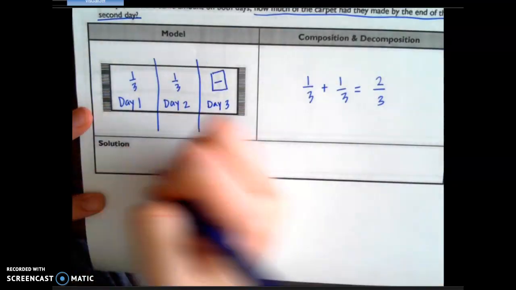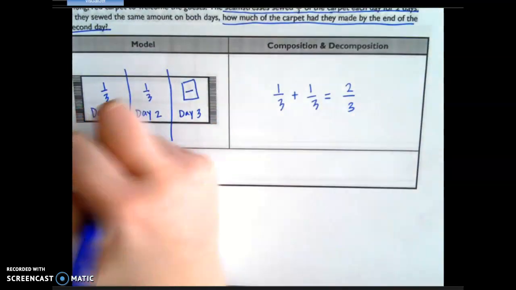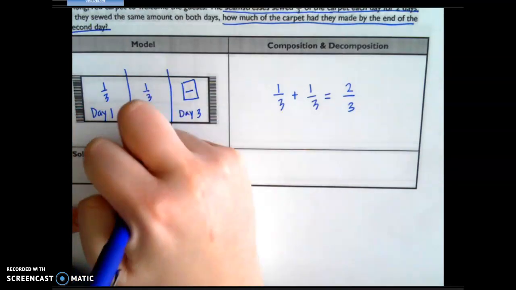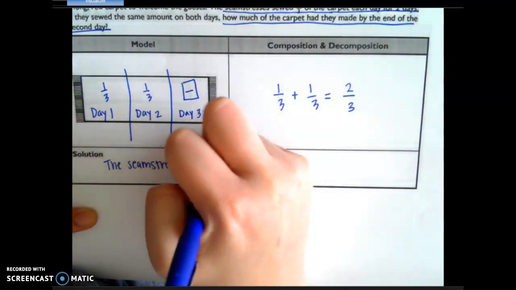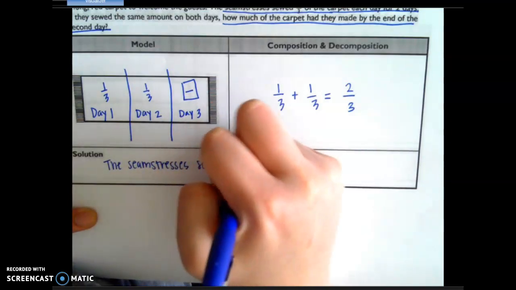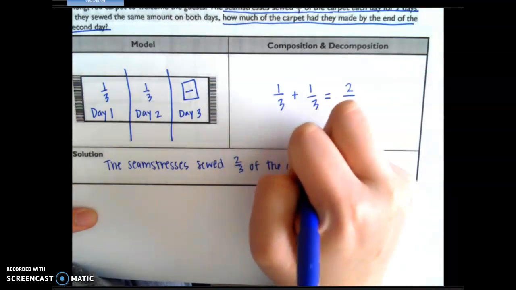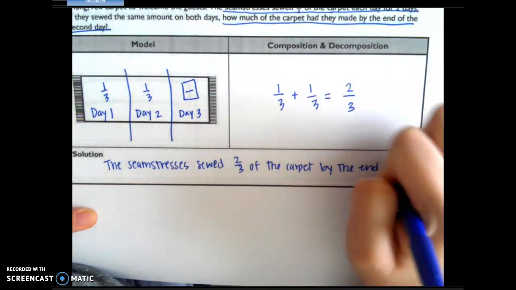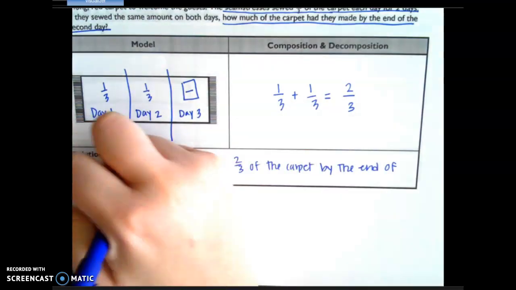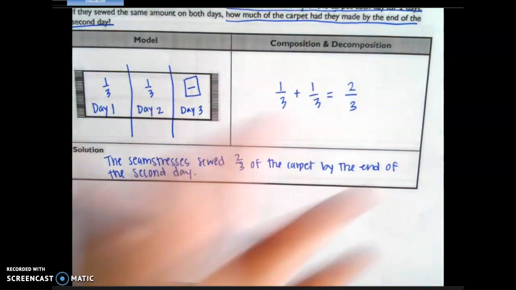And then your solution, you're going to write your solution using a complete sentence. The seamstress sewed 2/3 of the carpet by the end of the second day. Okay? So that's what this is going to look like.